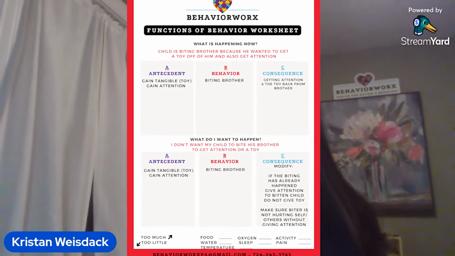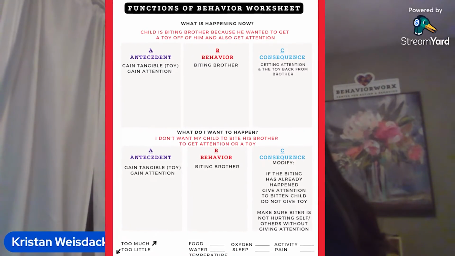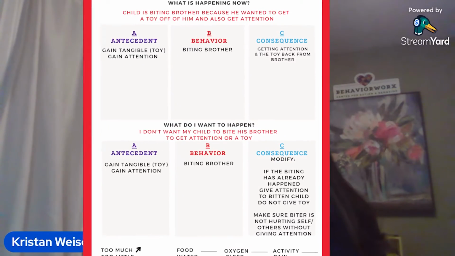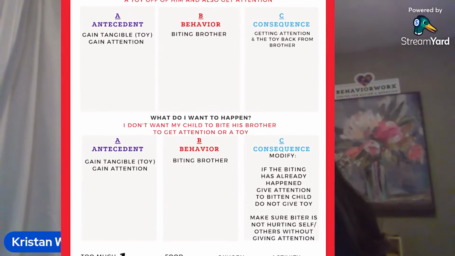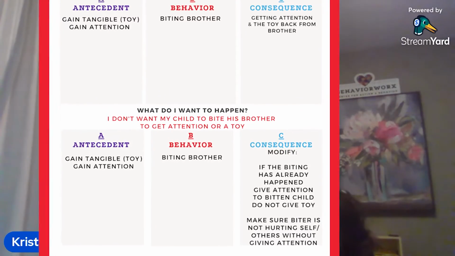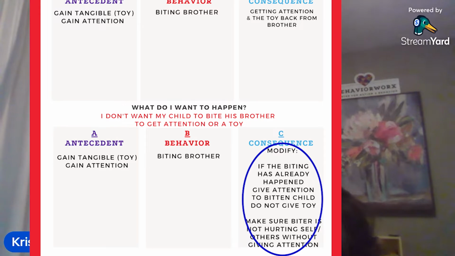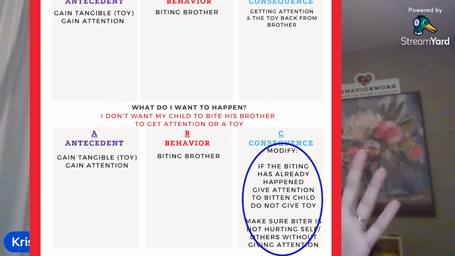So how do we do that, right? What we make sure to do is give all of our attention. So if there's a consequence, right, the biting, all attention goes to the person that got bit, right? So what you have to do is think about that consequence.